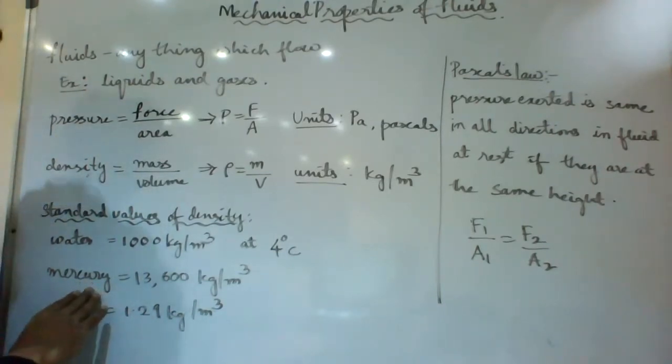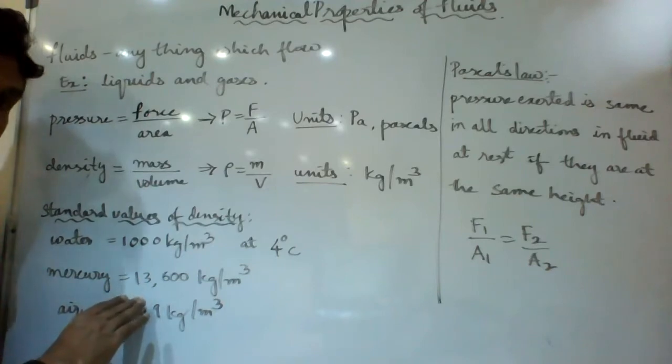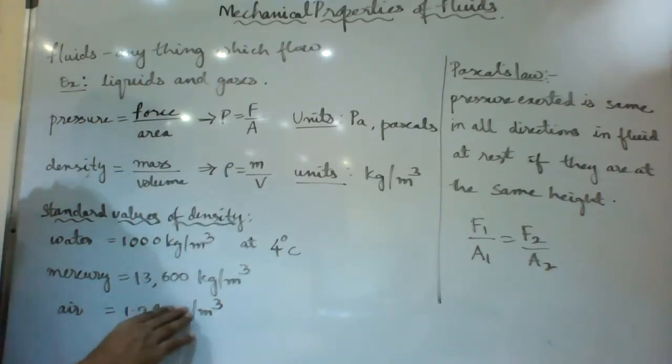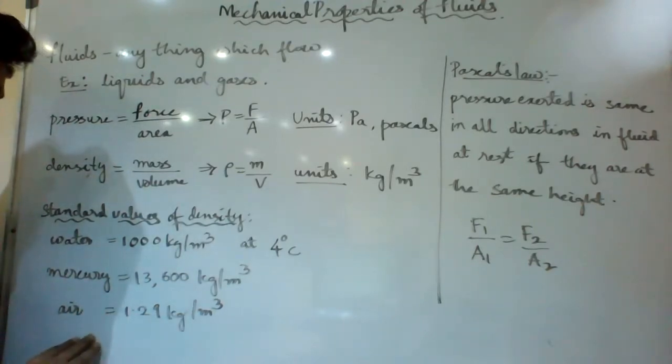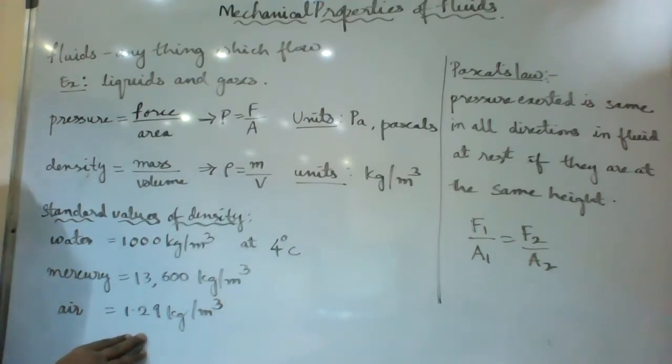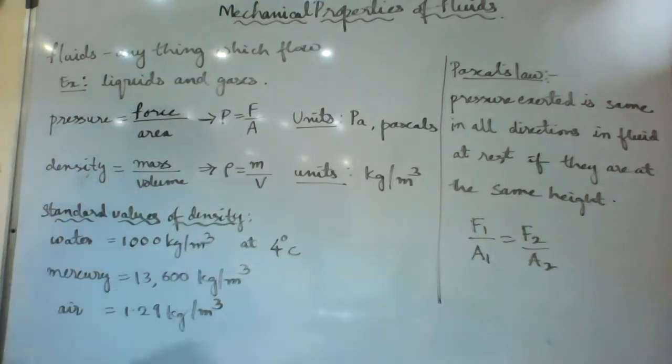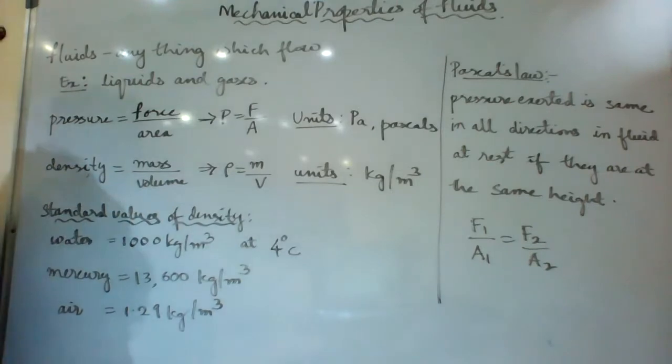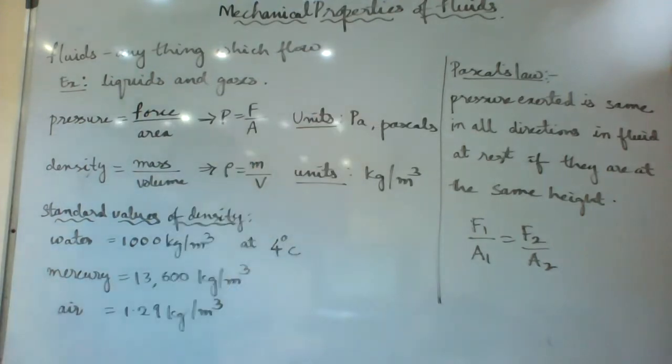Now the density of mercury, which is a standard value which we use in a barometer also, is 13,600 kg per meter cube. And the density of air is found to be 1.29 kg per meter cube. These are the standard values. We have some more standard values for sea water and ethyl alcohol and all, but these three are very important.